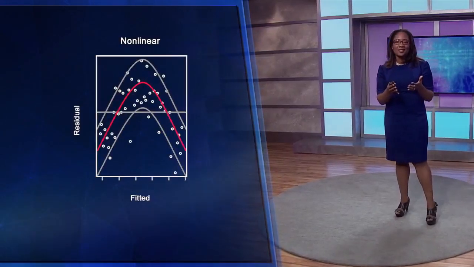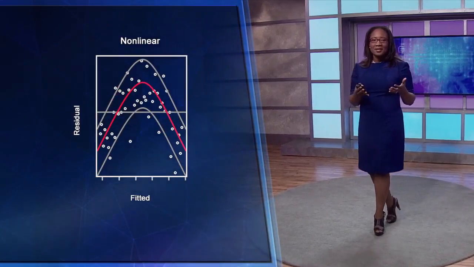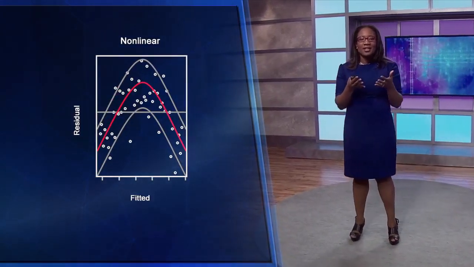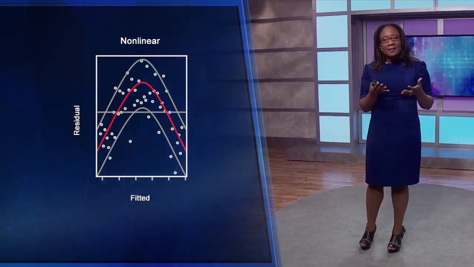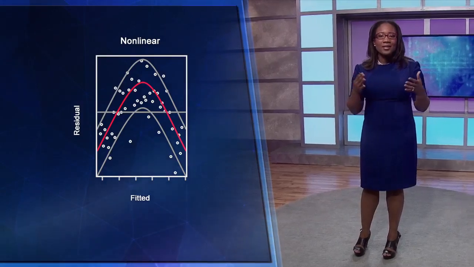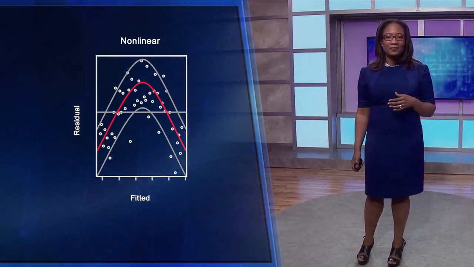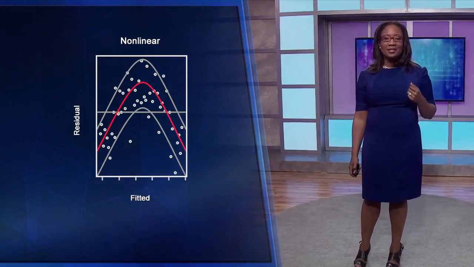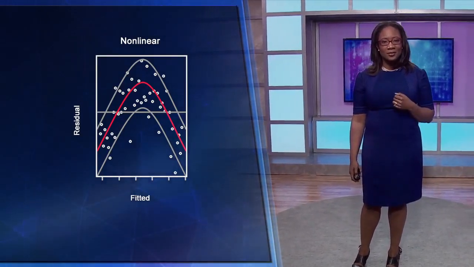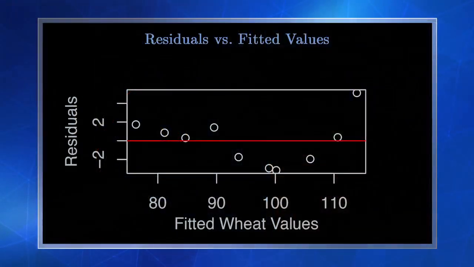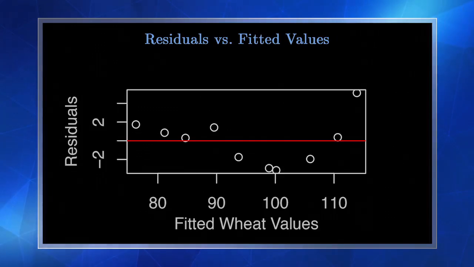Now, the next plot you see is also not so great. There's another kind of pattern left in the residuals, and that means there's more structure that we need to account for in our model. So we would need to remove that and place it in our model and then recheck our residuals. Now here's a residual plot of our wheat data.